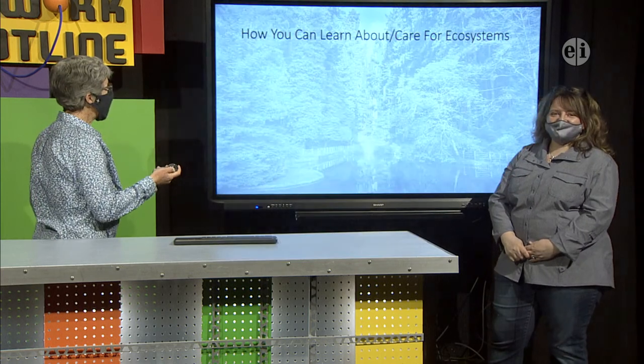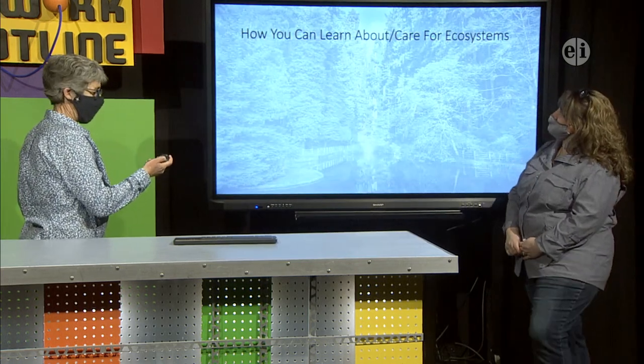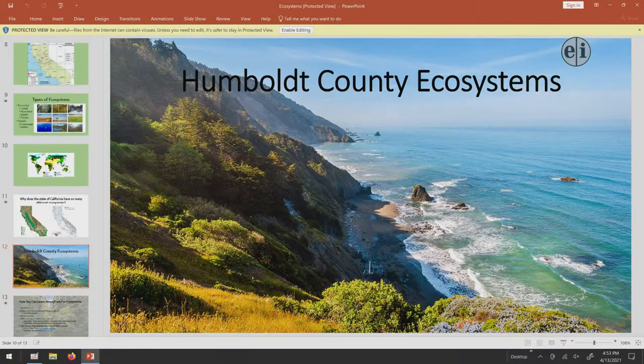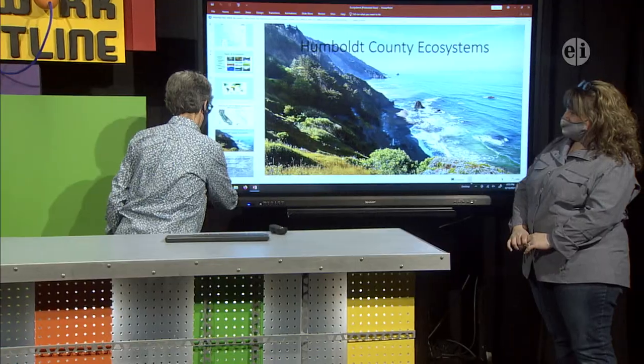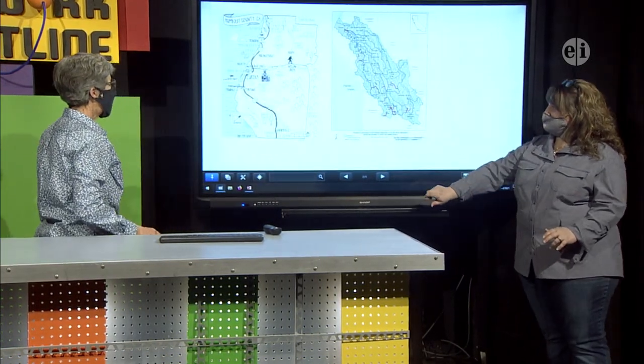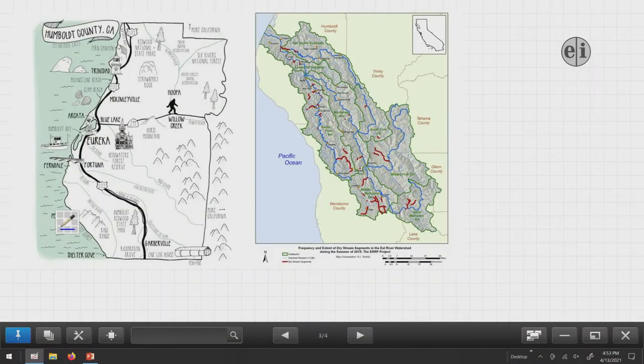All right, so now let's continue. Actually, if we go back to this, let's go to the actual map of Humboldt County and see what we can find. So here we go. All right, so we've got one more slide to go over. Nice. We've got some pretty cool stuff going on here. First off, what is an ecosystem that you see pretty clearly?